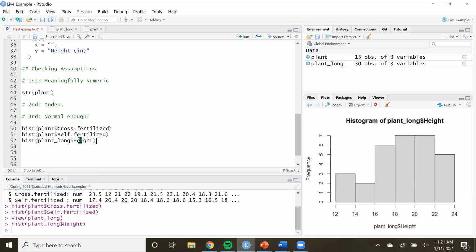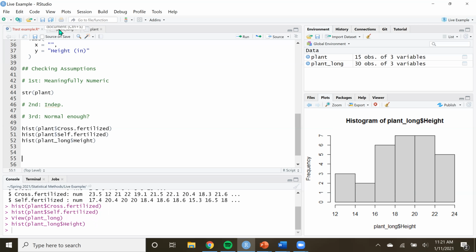Do you have to do this every single time? I will say no. Should you check to make sure that you have at least a decent size sample for each group? Yes, you should do that.